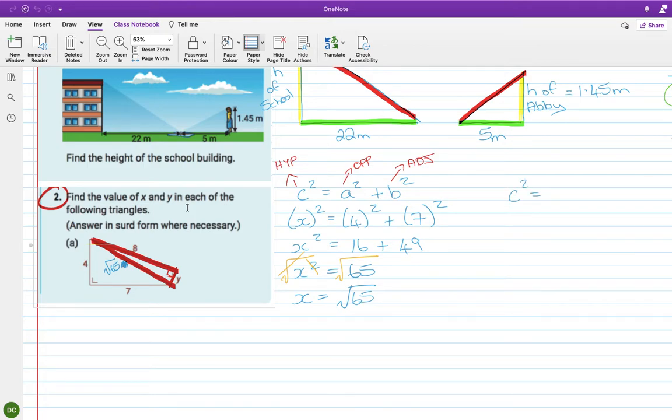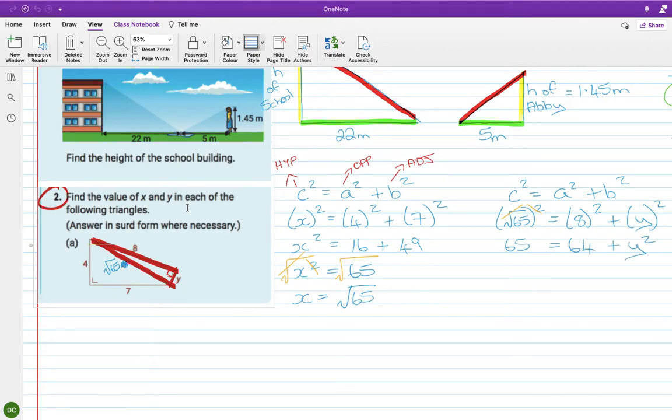So c squared equals a squared plus b squared again. C this time is the square root of 65 squared. A, we'll go with 8. And then b, we don't know, so we leave it as y. Square root of 65 squared, the square root and the square cancel, so it's just 65. 8 squared is 64 plus y squared.